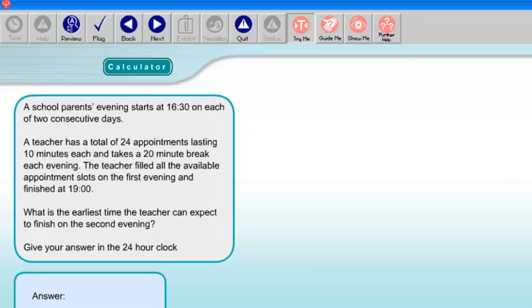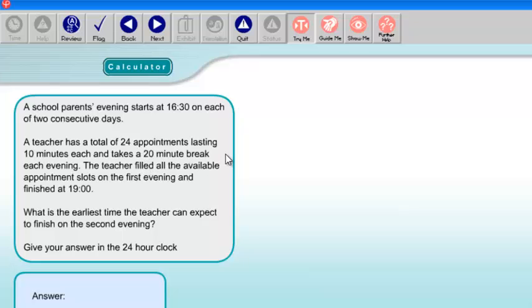Question 8. So this one looks absolutely horrendous, but let's have a go at it all the same. So parents' evening starts at 16:30 on each of 2 consecutive days. The teacher has a total of 24 appointments at 10 minutes each and takes a 20-minute break on each evening. So the break time elements are something not to be forgotten about in these questions. They always put a break element in there, pretty much to try and trick you. So we have to try and remember that at some point in the question.